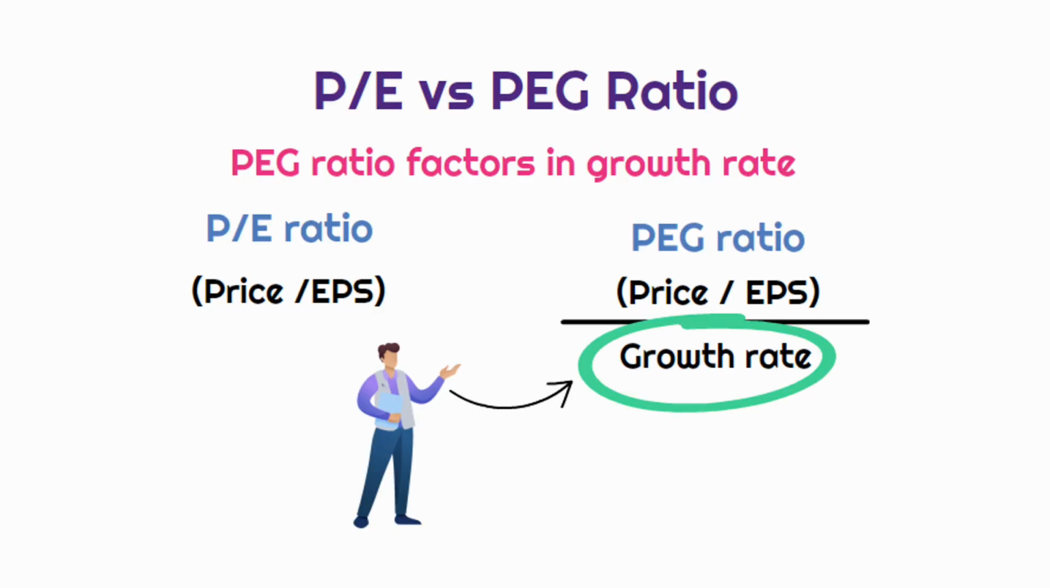This is just an illustrated example. It shows you the PE, which is the price divided by the earnings per share, whereas the PEG ratio is the PE divided by the growth rate.